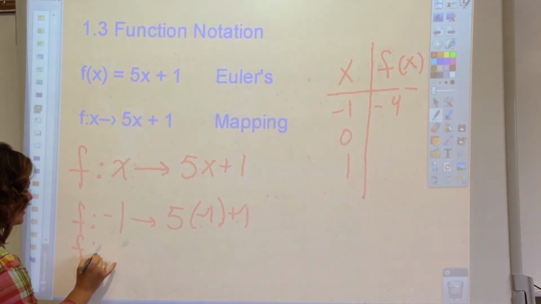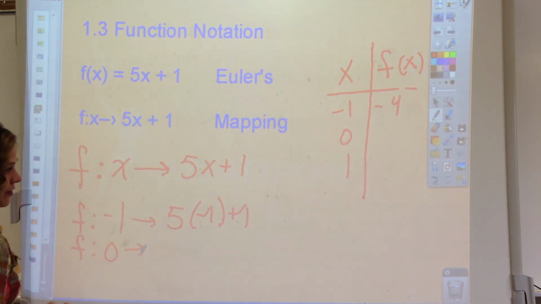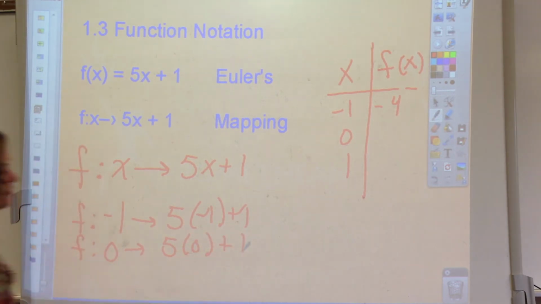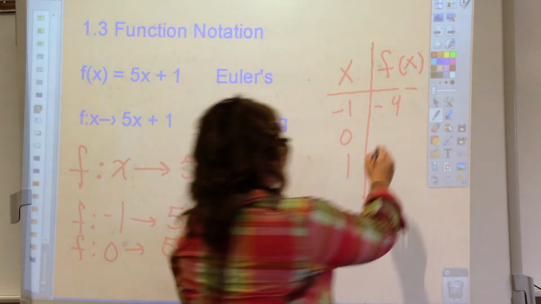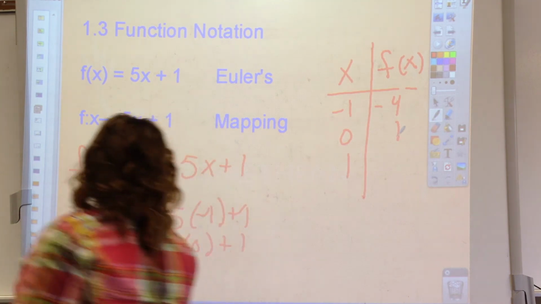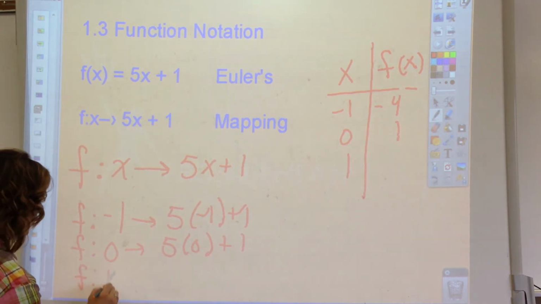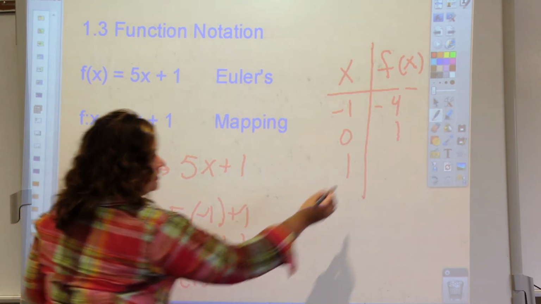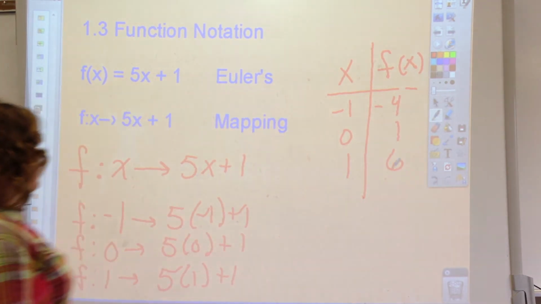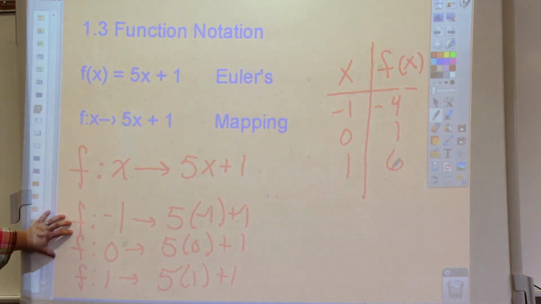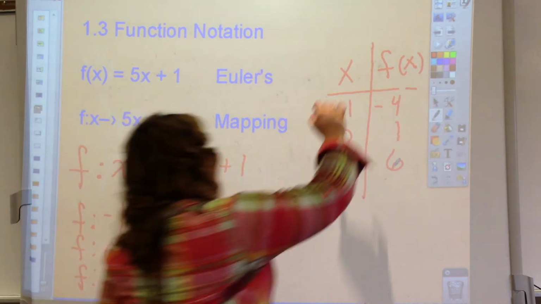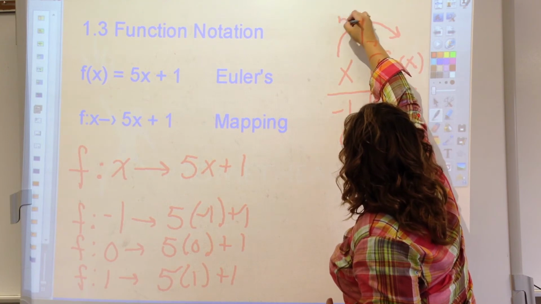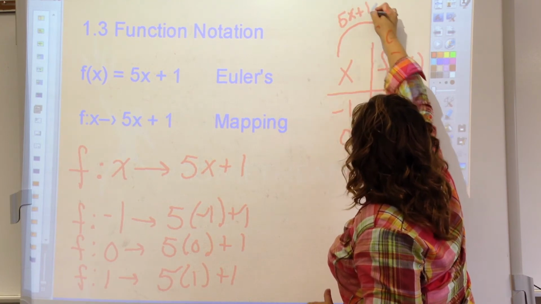When I plug 0 into this mapping function, everywhere I have x, I replace it with 0. And hopefully you agree we get 1. Let's go ahead and do this last one pretty fast. When I plug in 1, I get 6. Now, the reason I say this one makes more sense is that you can see that x is mapping to f of x via this beautiful function right here.